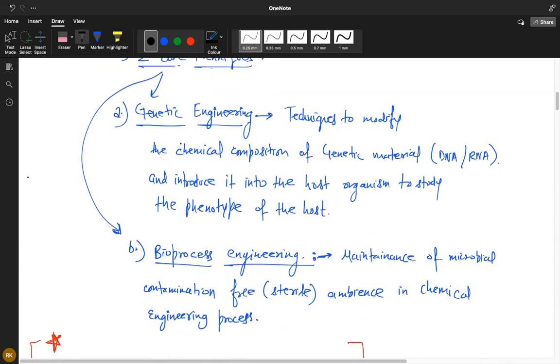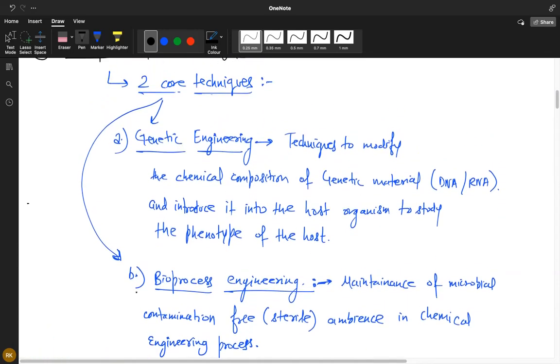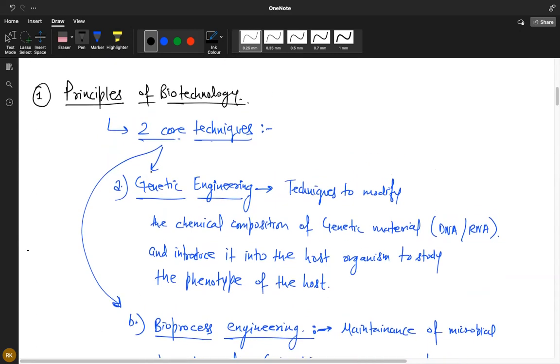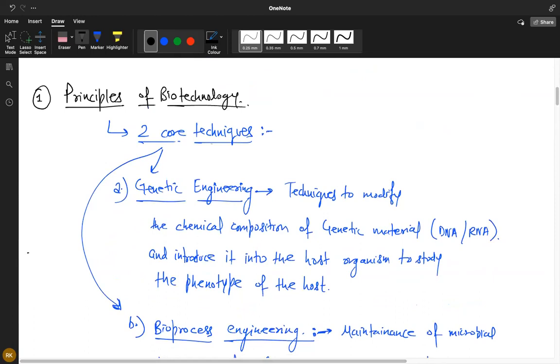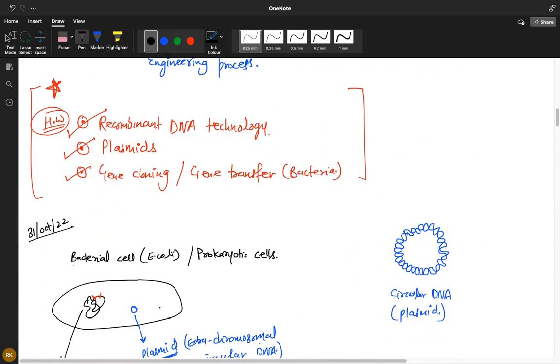We cannot afford to have any contamination or anything that should go wrong in this process. Otherwise, the zygote or the embryo which is formed will be faulty and there will be issues with the development of that embryo. Okay, makes sense? So in this case, the second part, bioprocess engineering, becomes very important, right? Yeah, so this was one thing.